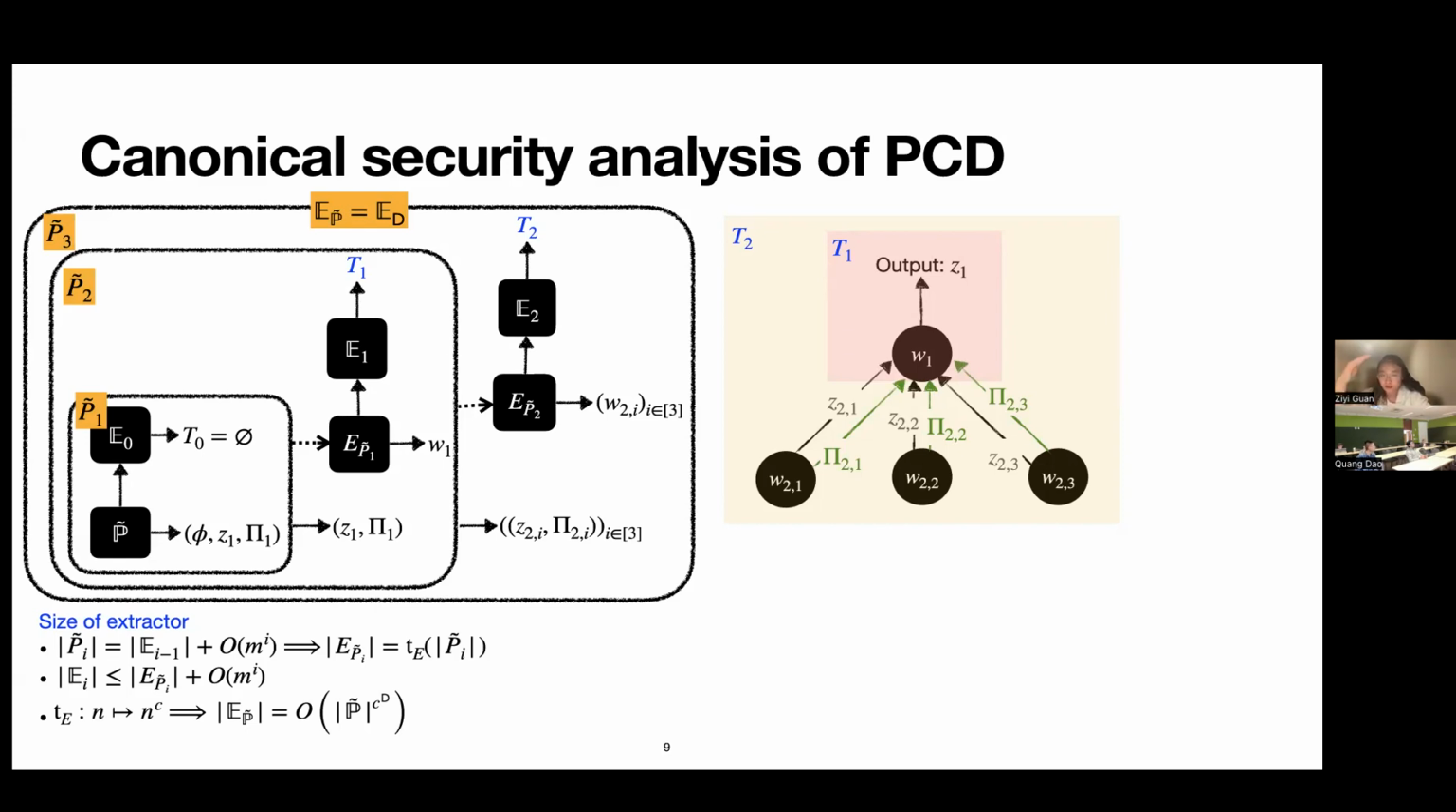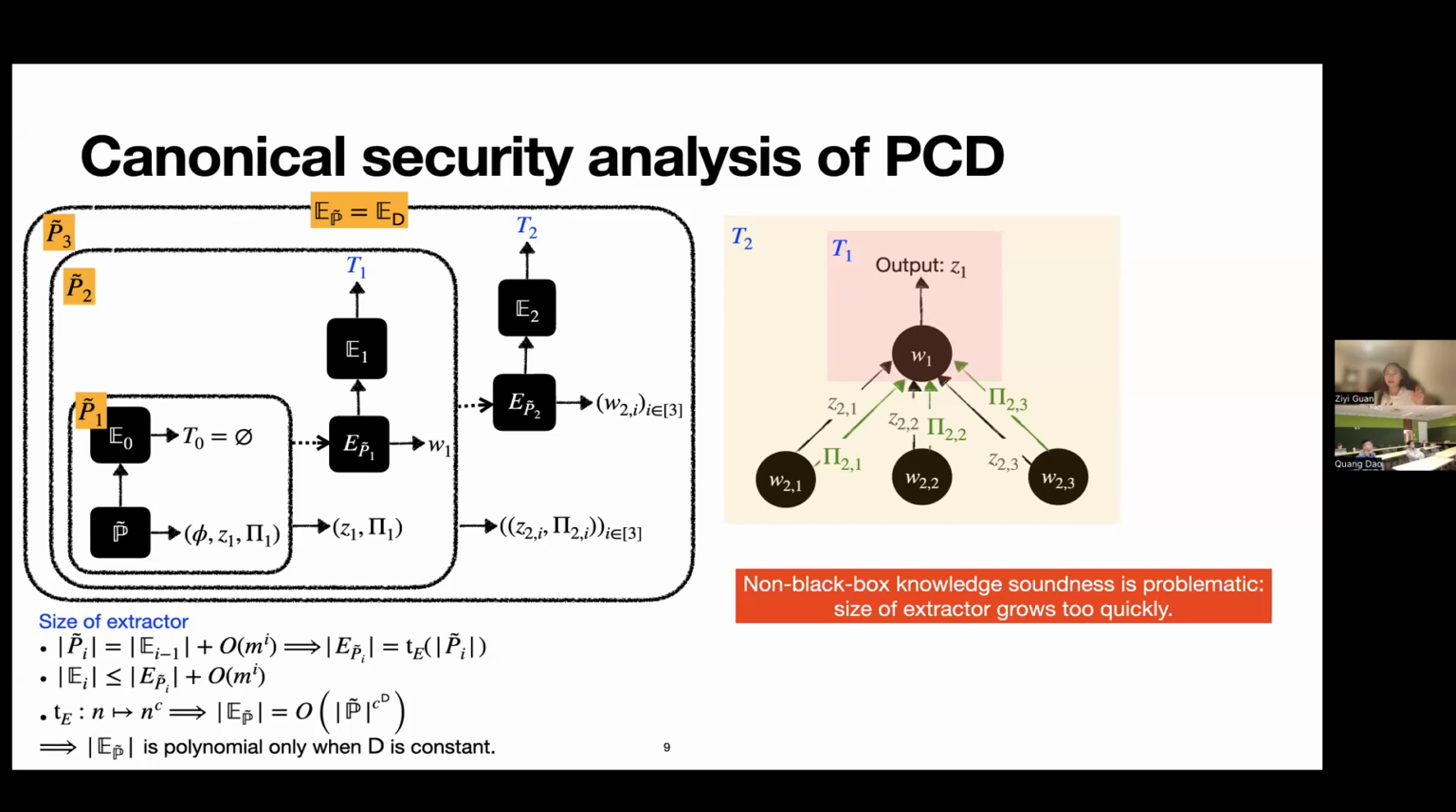d levels of this construction, the final PCD extractor size is going to be p to the c to the d. And this is only polynomial when d is a constant. When d is a super constant, the size of the final extractor is out of control.